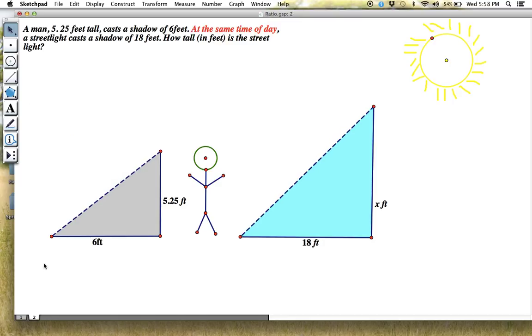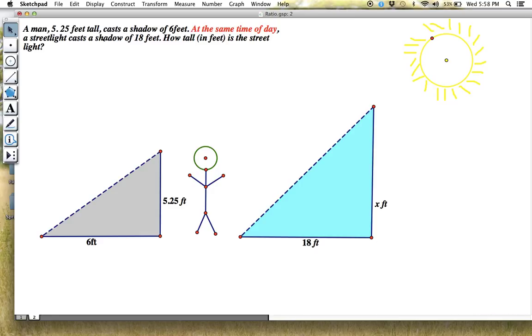So for a second way, I've copied and pasted so we have the same problem. What is another way that we can solve this problem? Well, if we think about unit rate, which would be the number of feet in our shadow per every 1 foot in height, how can we use our unit rate to determine how tall this street lamp needs to be? Why don't you take a minute to pause the video again and see if you can determine what the unit rate is, first of all, and how we would use that information to solve for our street light height.